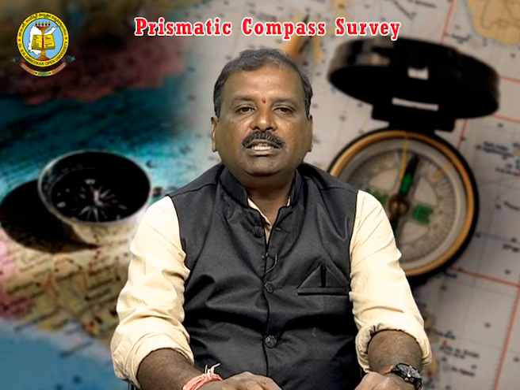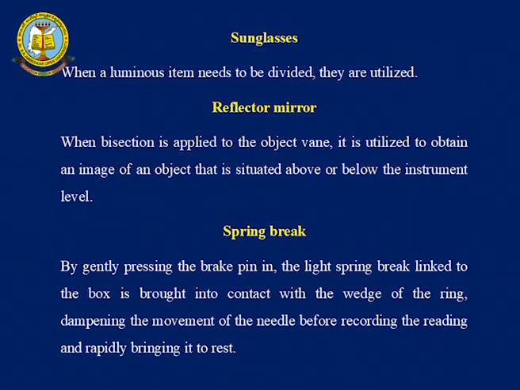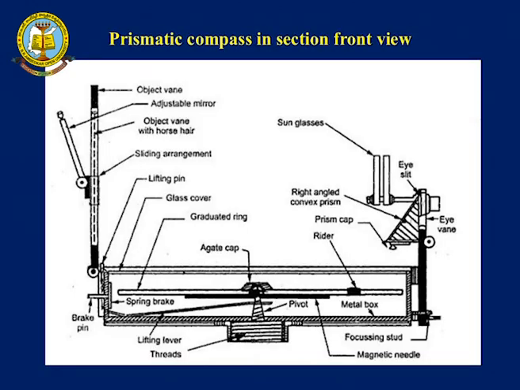And another is the reflector mirror. When the bisection is applied to the object vane, it is utilized to obtain an image of an object that is situated above or below the instrument level. So, a reflector mirror is also there in the prismatic compass, and you can slide it up and down to see the readings.